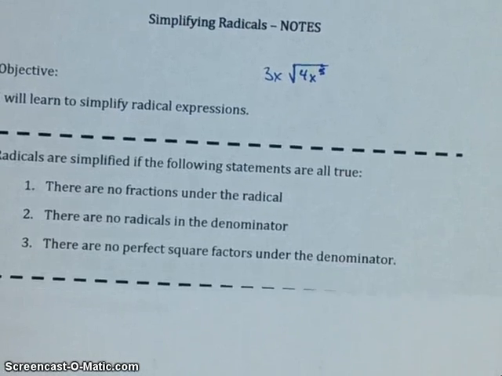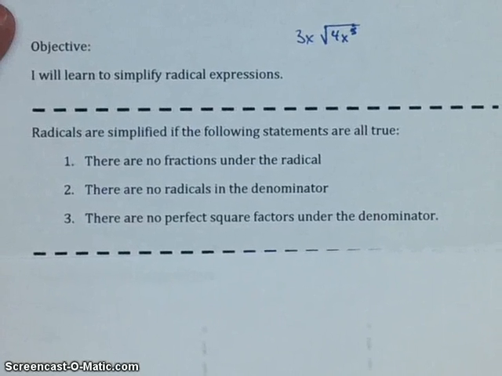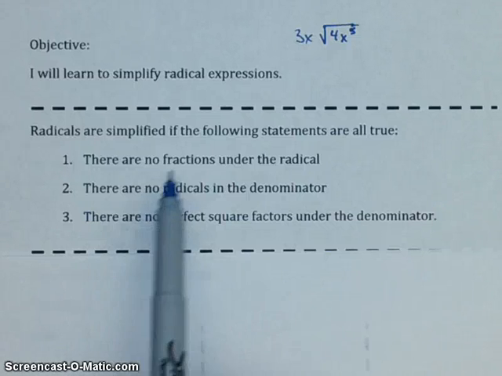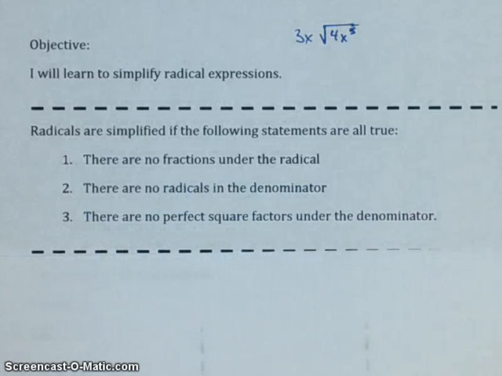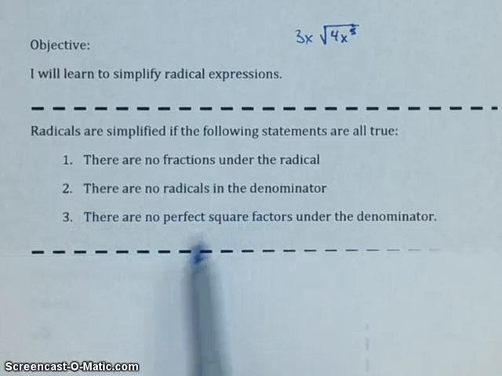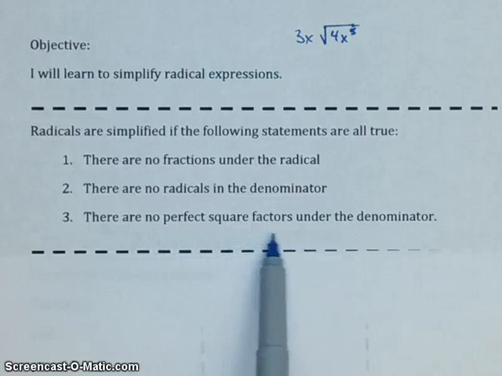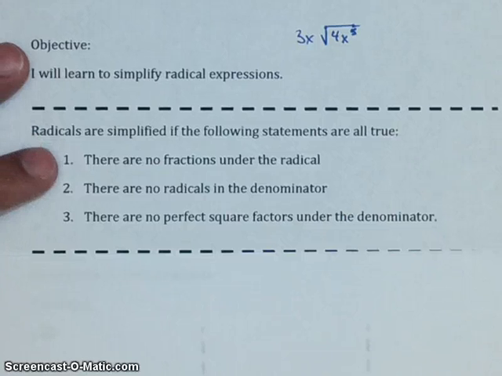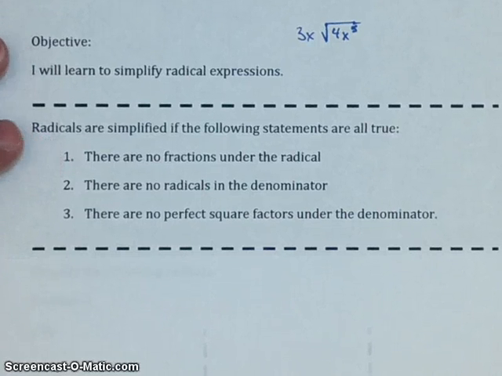There are three things that you can use to see if you've gotten this in lowest terms. Radicals are simplified if the following statements are all true. There are no fractions under the radical, there are no radicals in the denominator, and there are no perfect square factors under the radical. We'll look at some examples and go through those step by step.